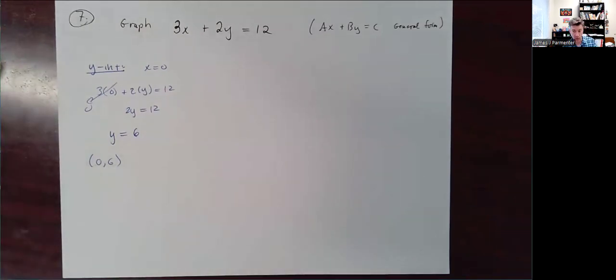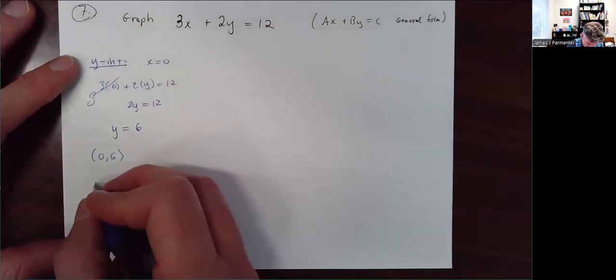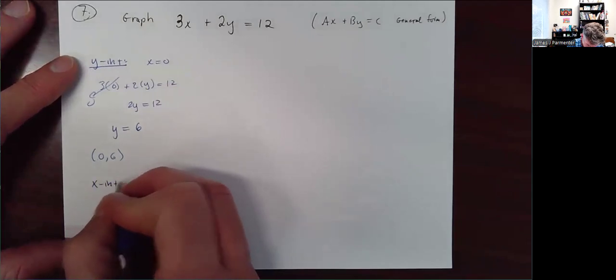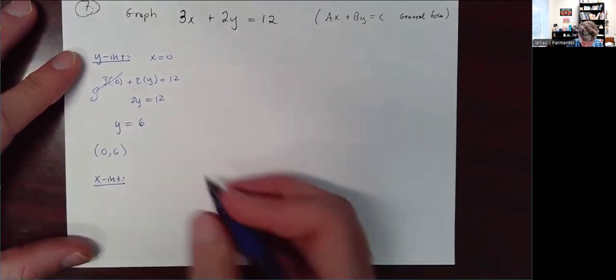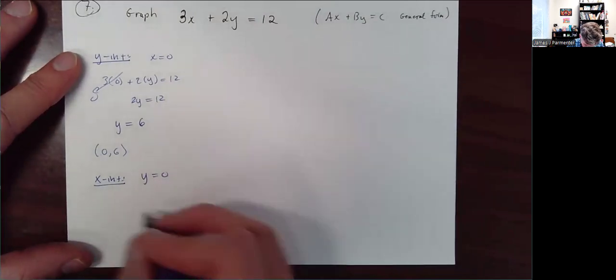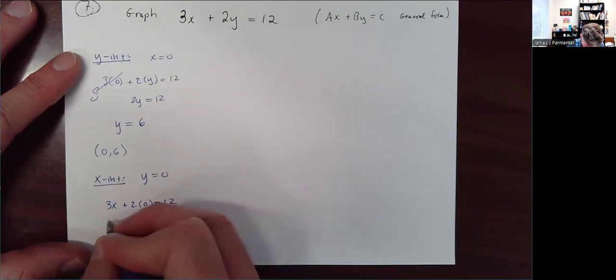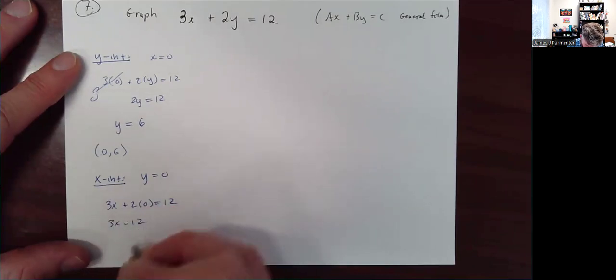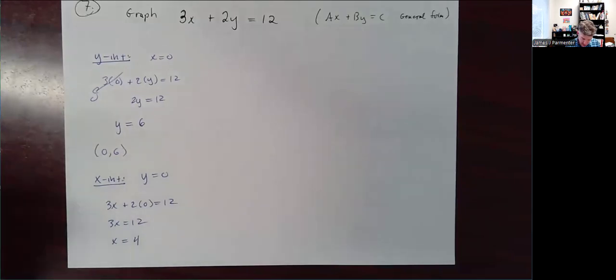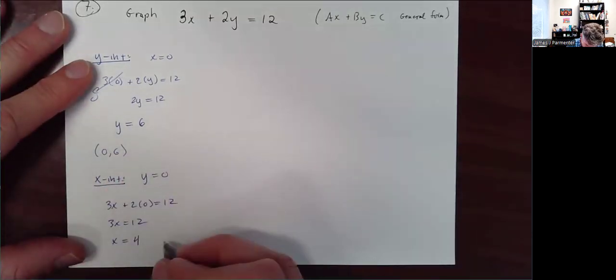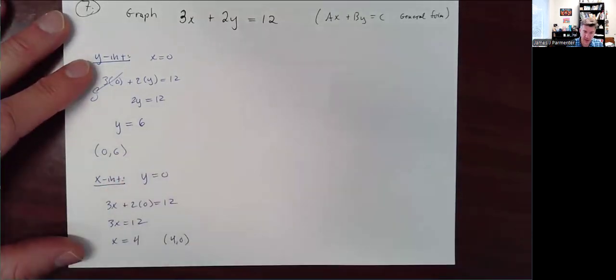It's in alphabetical order. And then to find the x-intercept, same deal, or I should say similar deal. I'm going to set y equal to 0. I'm going to say 3 times x plus 2 times 0 equals 12. So 3x equals 12, and divide both sides by 3. x equals 12 divided by 3, which is 4. So my intercepts are (0, 6) for the y-intercept and (4, 0) for the x-intercept.